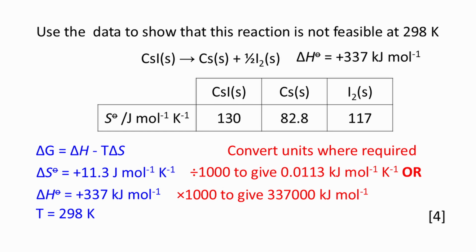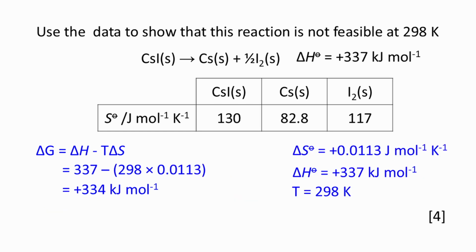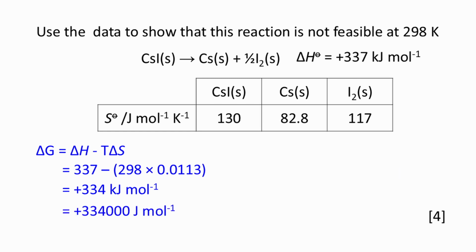If you were given a temperature in degrees Celsius, you would have to convert this to Kelvin by adding 273. I chose to convert delta S. Substituting the numbers gives a value of plus 334 kilojoules per mole for the Gibbs free energy change. If I had converted delta H to joules per mole, the Gibbs free energy would work out to be plus 334,000 joules per mole. Units are essential.